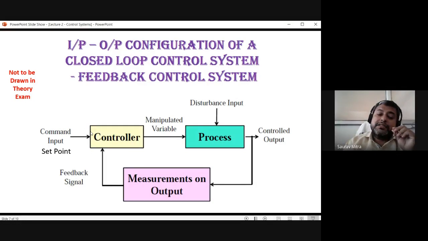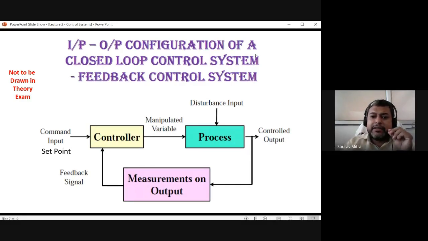So the controller will understand that the output temperature has not attained the actual set point value of 70 degrees. So what will the controller do? The controller will generate a signal called the manipulated variable and tell the actuator to please keep the steam valve open, because the required process temperature of 70 degrees is not yet achieved.